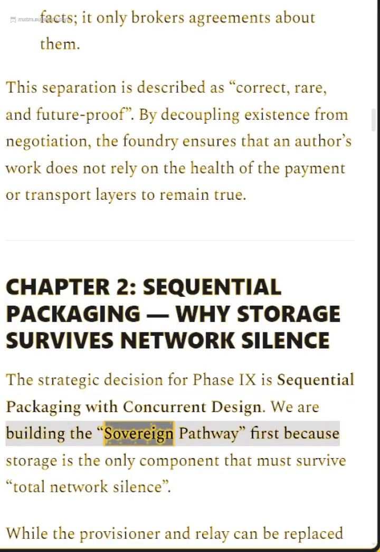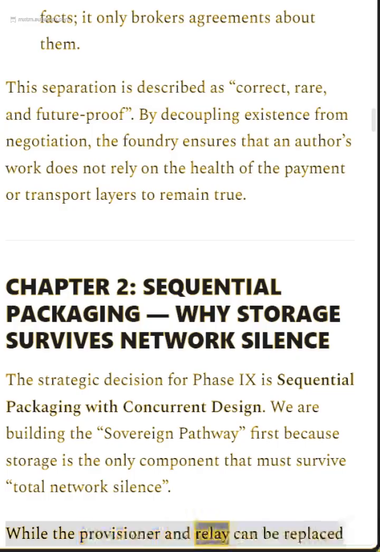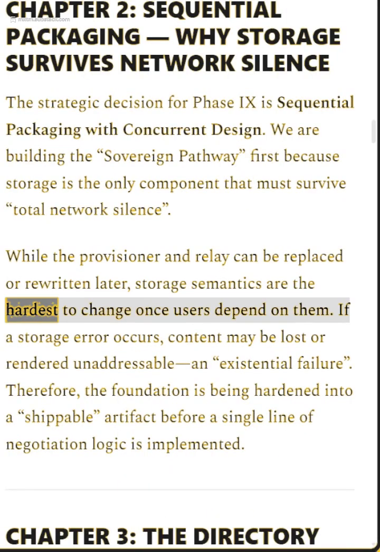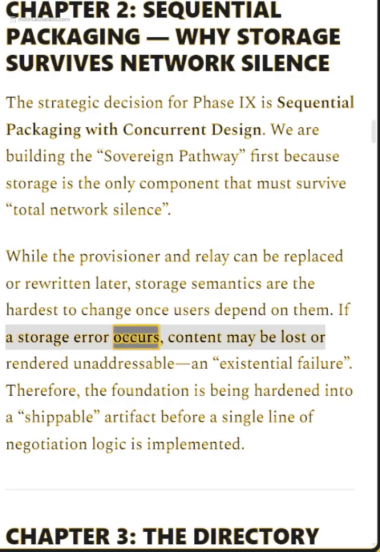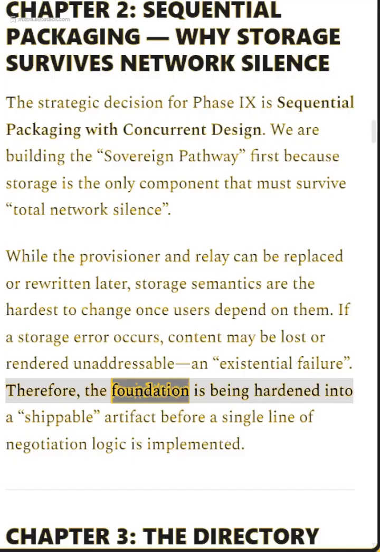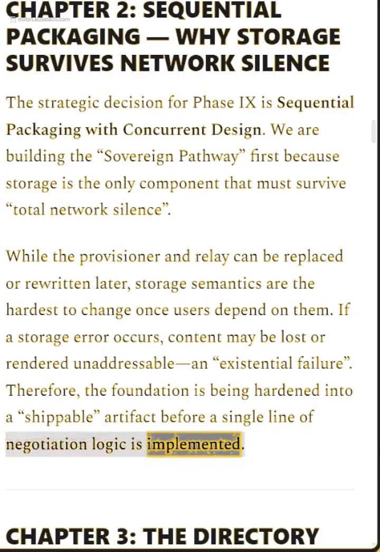We are building the sovereign pathway first because storage is the only component that must survive total network silence. While the provisioner and relay can be replaced or rewritten later, storage semantics are the hardest to change once users depend on them. If a storage error occurs, content may be lost or rendered unaddressable, an existential failure. Therefore, the foundation is being hardened into a shippable artifact before a single line of negotiation logic is implemented.